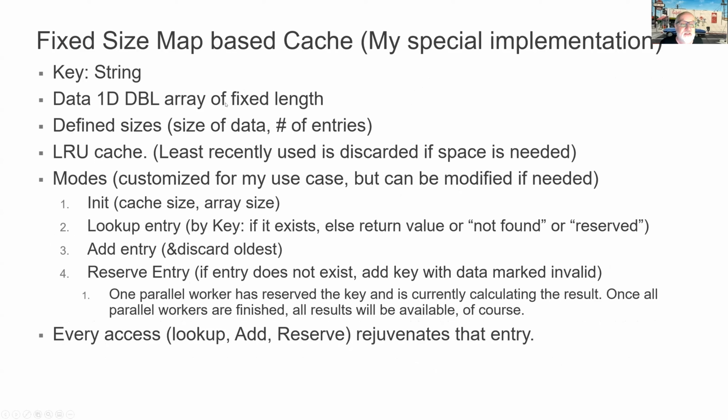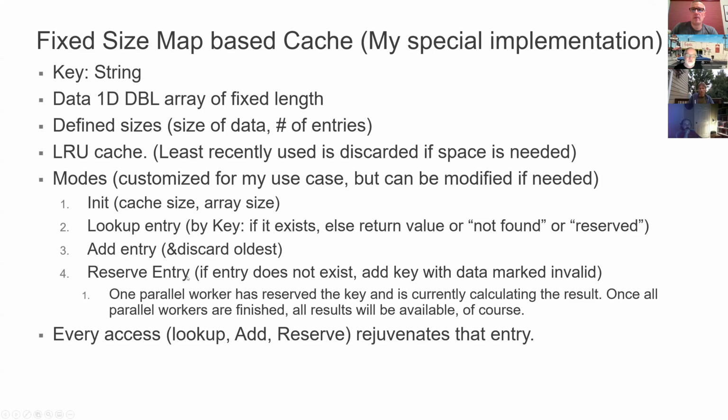The data is a 1-bit array of fixed length, which is my spectrum. The defined size is the size of the data and the number of entries. And it's the least recently used cache. And usually I do like 4,000 entries or so, and it's really fast. So the modes are customized for my use case, and I explain why I need this. It's for parallelization, right? We have one mode is init. We have a lookup entry by key if it exists, else return not found or reserved. We can add an entry, and that will almost automatically discard the oldest, or the ones least recently used, yeah.